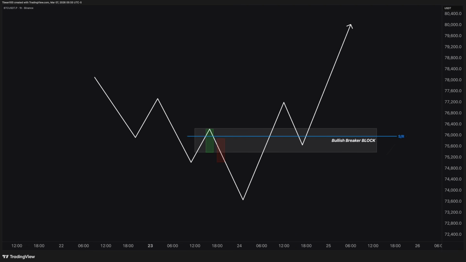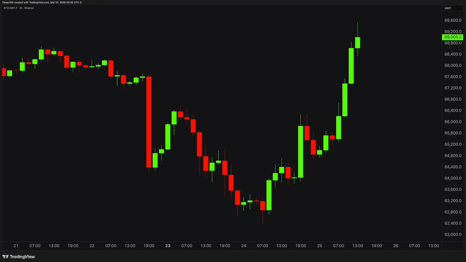Interestingly, breaker blocks are basically just support and resistance flips. Once you see them this way, identifying them becomes much easier. When you combine breaker blocks with internal imbalances, you start to build a very powerful smart money framework. Let's look at this example.